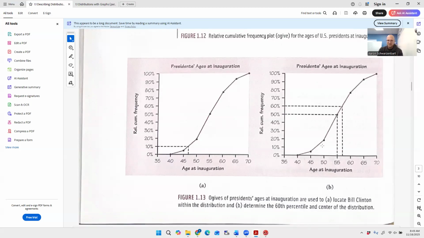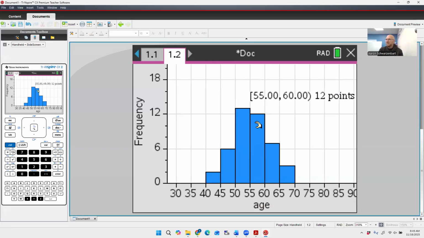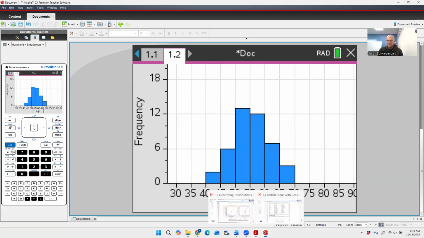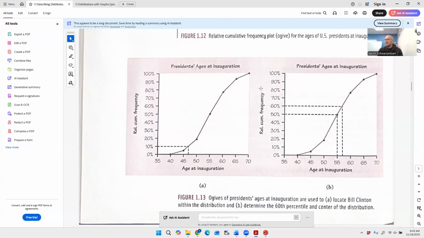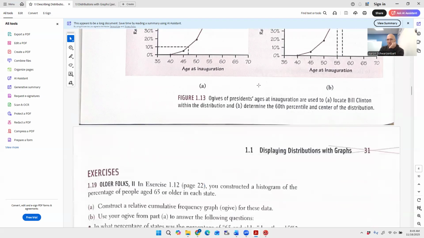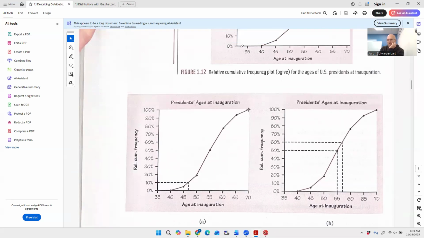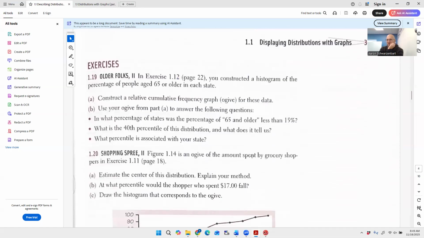Okay. Notice it goes up steeply. This was our high point in our histogram. We look at our histogram. Where you've got a lot is where it's steepest on the ogive. Where you have less, it's not as steep. Okay. And an ogive must always end at 100%. We've accounted for all of our data. We have 2 presidents that were older than 70 that have been inaugurated this century. I mean, people live longer.